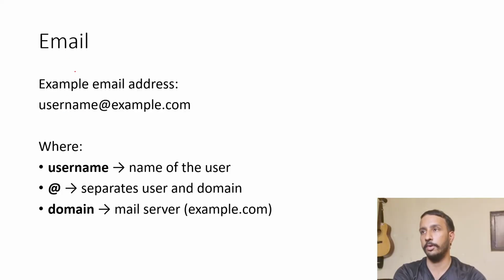Now, this is an example of an email address which includes a username, the name of the user. This can contain alphanumerical characters and also some special characters, like a dot. Then there is the @ in between, which separates the user and the domain, and then at the end you have the domain, which is the mail server. So for example, Gmail is a domain and Yahoo is a domain.